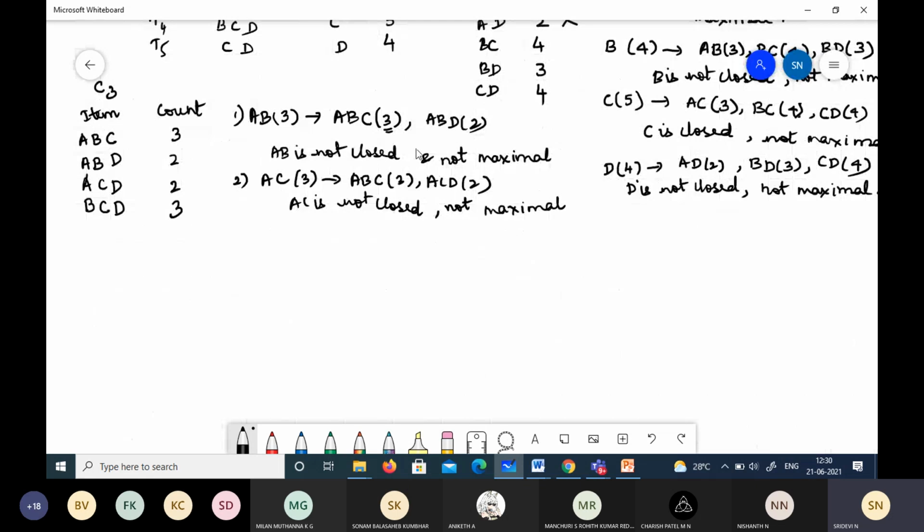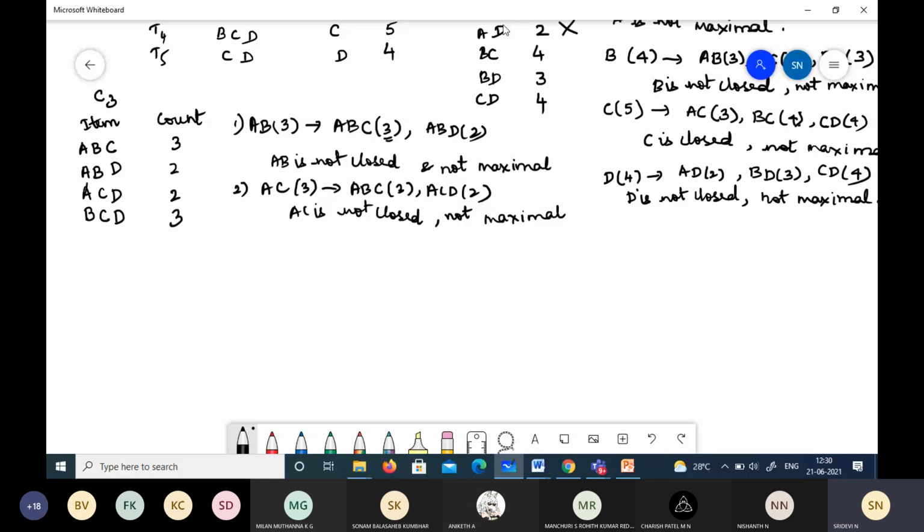And AD we will not consider. The reason is that its support count is less. Then we'll take up BC, this 4. So we have ABC and we have BCD. Yes, BCD with count 3.